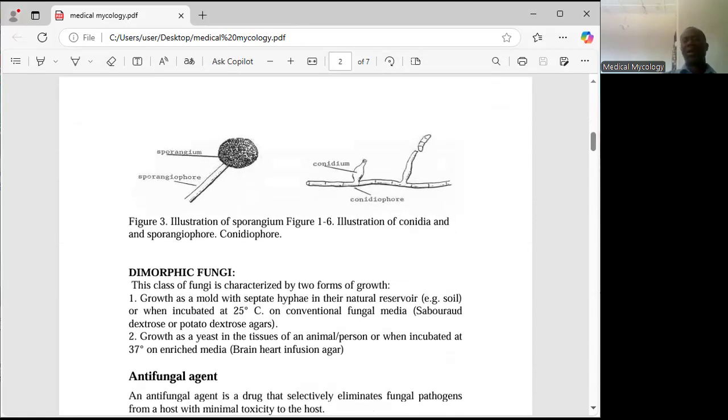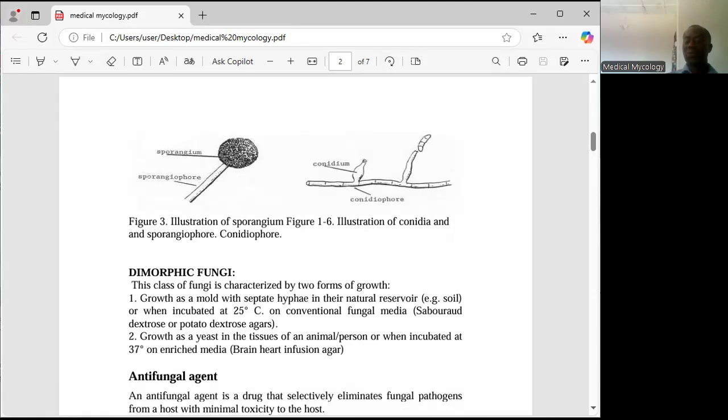Now, apart from these, there are also what we call the dimorphic fungi. This class of fungi is different from the yeast and the filamentous ones. This class of fungi is characterized by two forms of growth. The first one is that they grow as a mold with septate hyphae in their natural reservoir, that's in the soil, when they are incubated at 25 degrees centigrade, that's room temperature, on conventional fungal media. For most fungal media, we can use Sabouraud dextrose or potato dextrose agar. So these ones will grow.